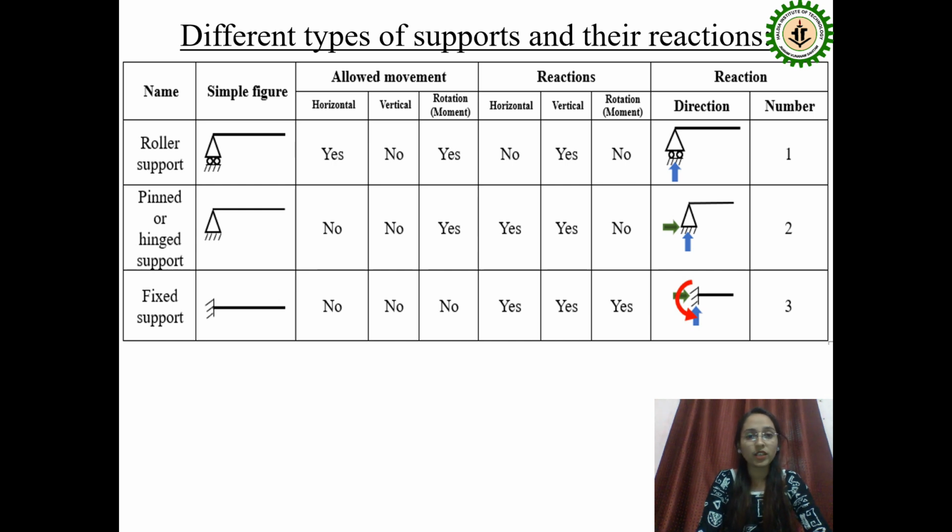Therefore, the reaction will be in the vertical yes, in the horizontal yes, and rotation no. That is, the direction of reaction is horizontal, it may be from the right side, it may be from the left side, and vertically it may be upward, it may be downward. So the total number of reactions is 2. One is horizontal, one is vertical.